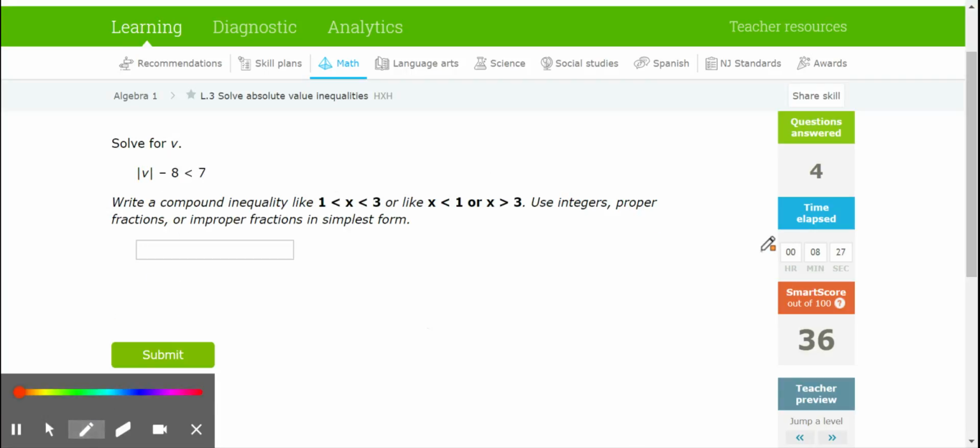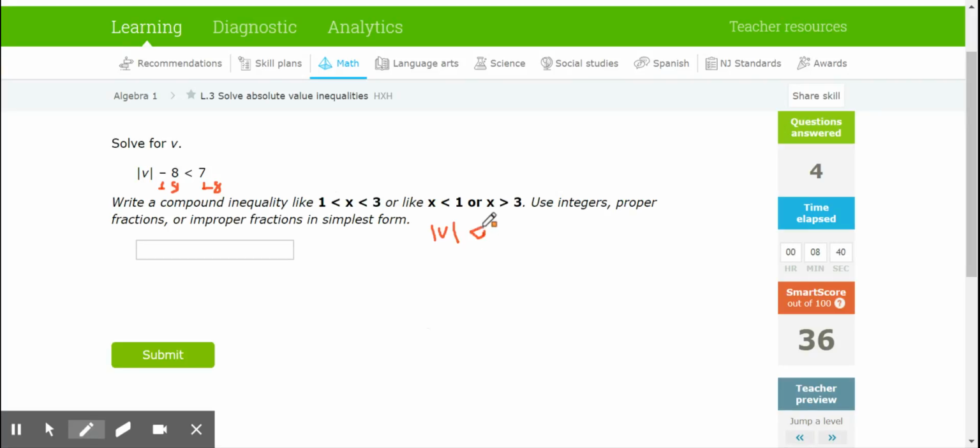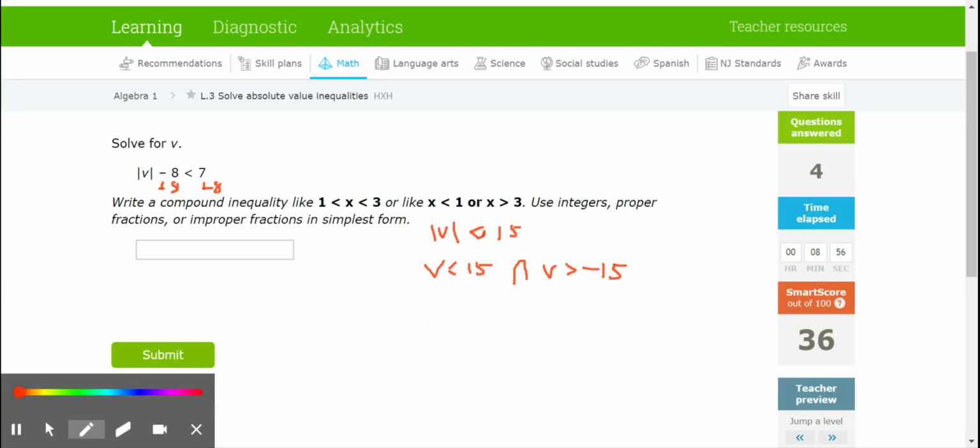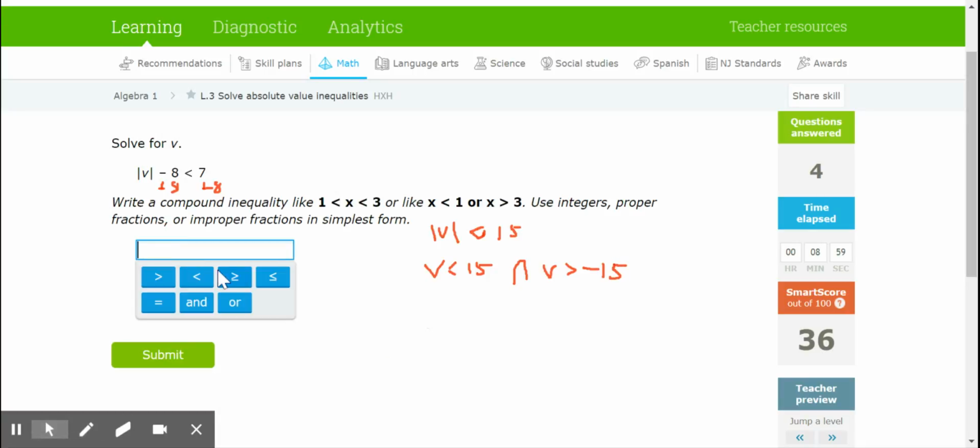But let's continue moving forward. I think the video is already at 8 minutes right now, so I want to move this along. So plus 8 on both sides, that gives me the absolute value of v is less than 15. So v is less than 15, and for less than, we flip and solve for the opposite part of the number line. Now that would go from -15, which is less than v, which is less than 15.